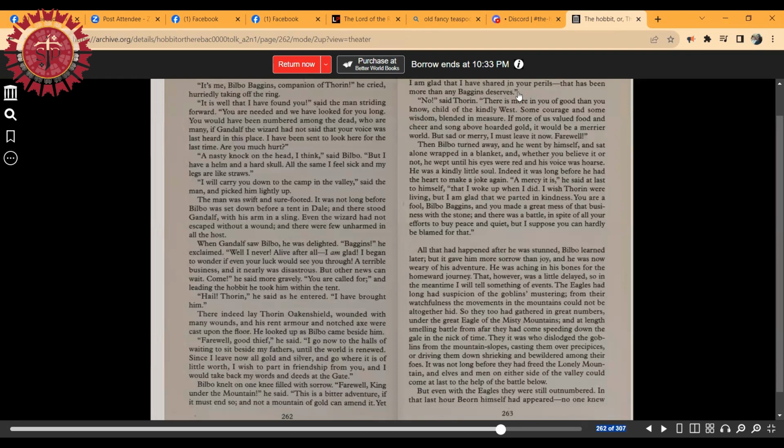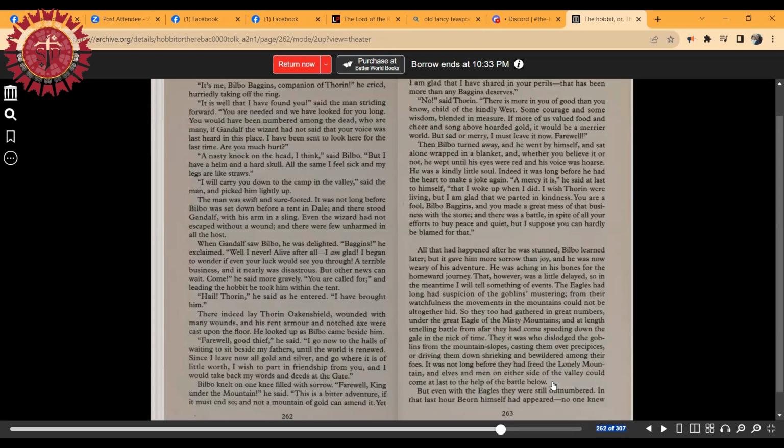No, said Thorin, there is more in you of good than you know, child of the kindly West. Some courage, and some wisdom, blended in measure. If more of us valued food and cheer and song above hoarded gold, it would be a merrier world. But sad or merry, I must leave it. I must leave it now. Farewell. Then Bilbo turned away, and he went by himself and sat alone wrapped in a blanket.